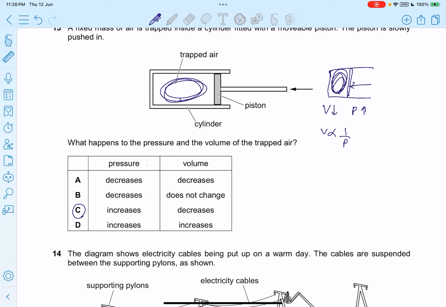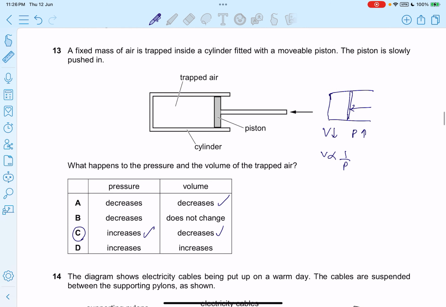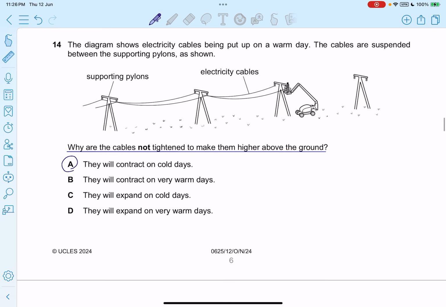So the pressure and the volume are inversely related. If the volume decreases, the pressure should increase. Since we move the piston to the left, the space is less after we push it, so the volume should decrease. So volume decreases, and then since they're inversely related, pressure should increase. So the correct option for question 13 is C.